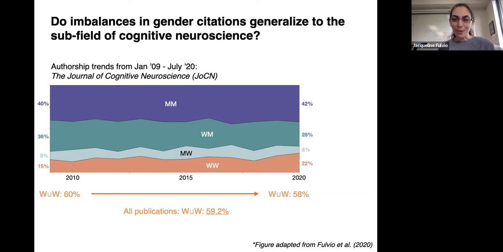And so also noteworthy as we look at this plot is that the percentage of women-led publications has been markedly larger, by about 14 to 15%, in the Journal of Cognitive Neuroscience than that of the five broad scope journals that we looked at on the previous slide. So our next question, of course, was, do these authors get cited at the rates that we would expect given this authorship breakdown? So what we did then was we used these as our base rates, and then we went ahead and looked at citation rates.